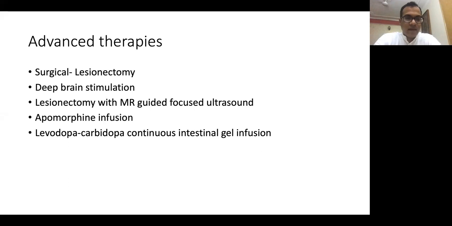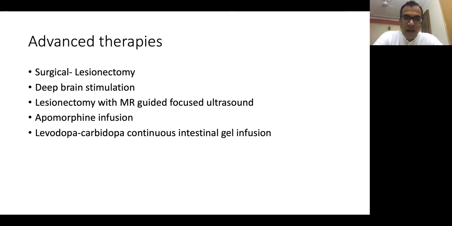Advanced therapies, so lesionectomy, pallidectomy was practiced even before levodopa became popular. This went down once the levodopa started having a very good effect. The rates of lesionectomy came down. What took over surgical management is deep brain stimulation. So instead of activating the circuits with dopamine, we put in a DBS lead on the subthalamic nucleus generally, and that helps in restoring functions for a long time, up to 5 to 7 years at least.